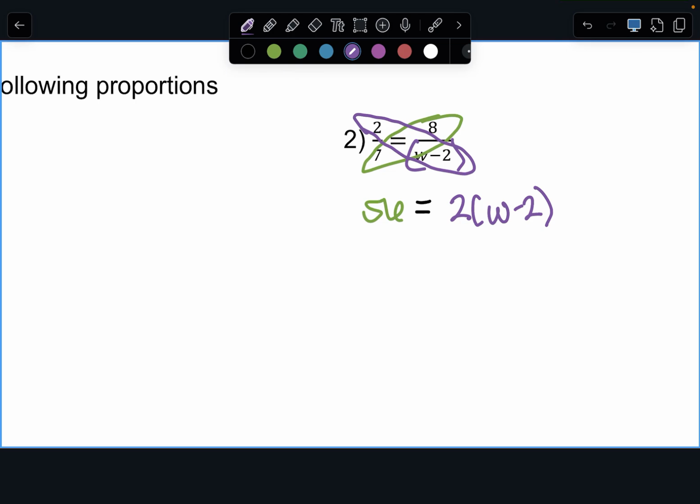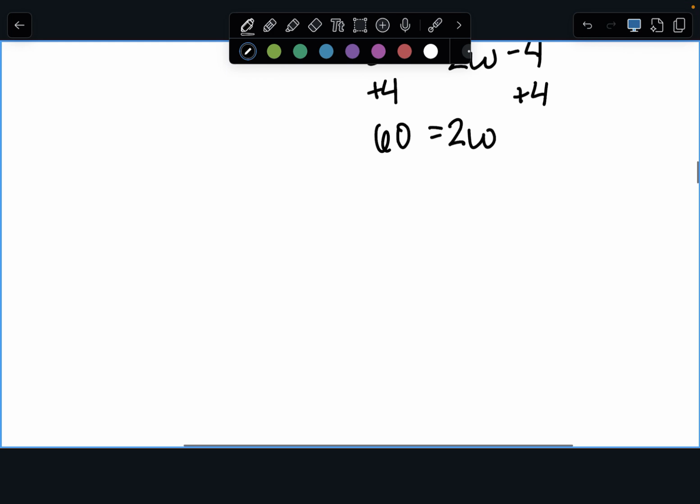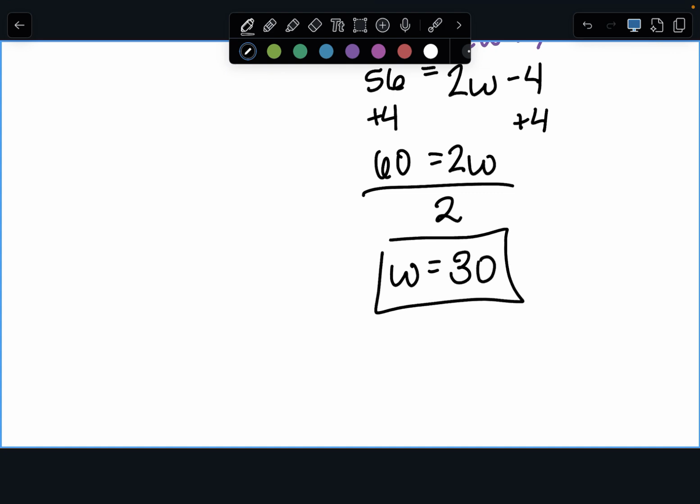Okay. So again, don't lose those parentheses. If you have more than one term, we'll have to distribute that out. So let's do that. 56 on the left equal to 2 times W is 2W. 2 times negative 2 is negative 4. I'm now going to add 4 to both sides. 56 plus 4 is 60. So 60 is equal to 2W. Divide by 2. What's W equal to? 30. Boom. There.